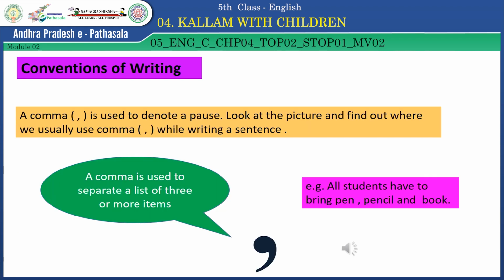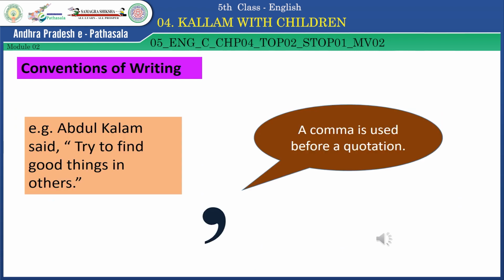Conventions of writing. A comma is used to denote a pause. Look at the picture and find out where we usually use a comma while writing a sentence. A comma is used to separate a list of 3 or more items. For example, all students have to bring pen, pencil, and book. A comma is used before a quotation. For example, Abdul Kalam said, "Try to find good things in others."